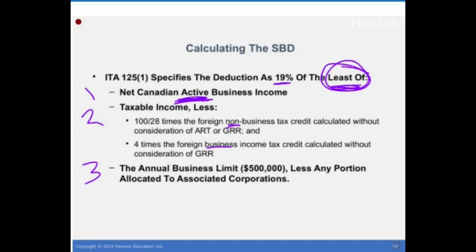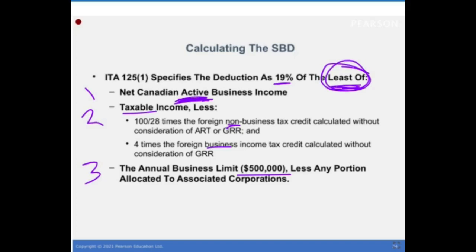So taxable income, we know what taxable income is, right? We talked about our net income for tax minus a few more deductions gets us to taxable income, less some of this stuff related to tax credits. And number 3, your annual business limit, 500,000. So you'll notice that what this formula does is limit us to the lower of our active business income, because we're not going to include things that aren't active, taxable income itself, and the business limit.